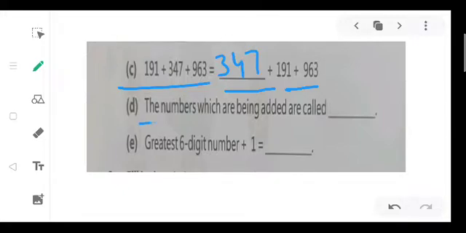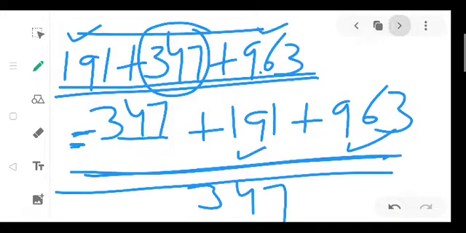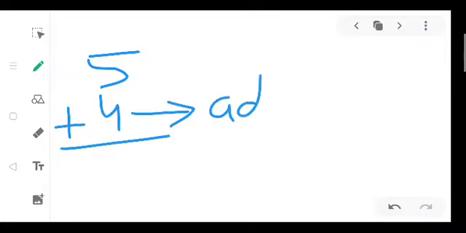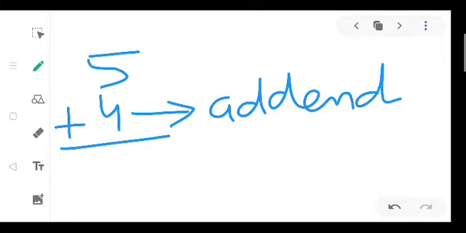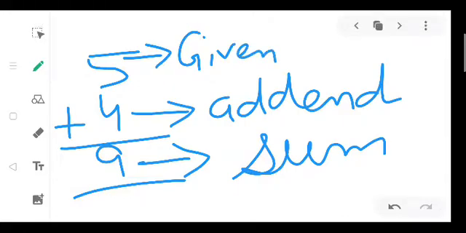Now D part, the numbers which are being added are called. When we add any number to the given number, I told you that is called addend. ADDENDS. It means 5 is a given number. If I add 4 in this, then this 4 is called addend. And we got the answer as 9. This is called sum. And this is the given number. Clear?